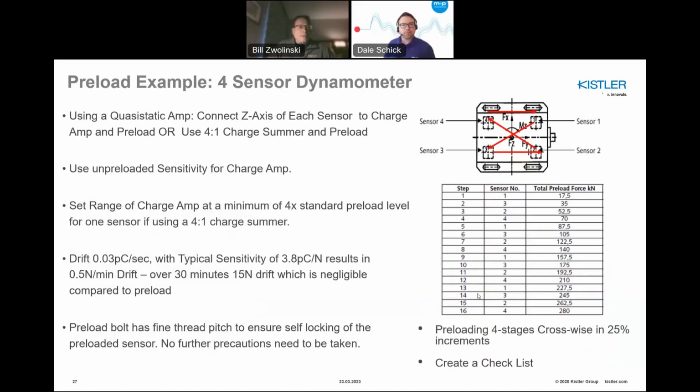So just to talk a little bit about preloading. With preloading, when you have multiple sensors, it's just like putting on and changing your tire. You don't torque down one bolt all the way and then hope for the best. You do a star pattern.